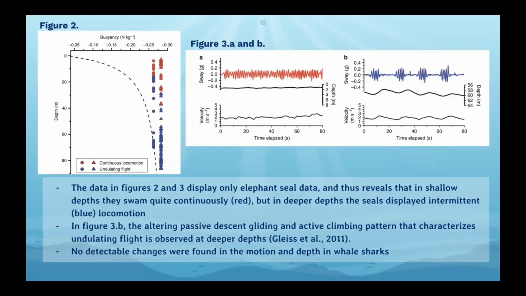Figures 2 and 3 display only elephant seal data and reveal that in shallow depths they swam quite continuously, but in deeper depths the seals displayed intermittent locomotion. In Figure 3b, the alternating passive descent, gliding, and active gliding pattern that characterizes undulating flight is observed at deeper depths.